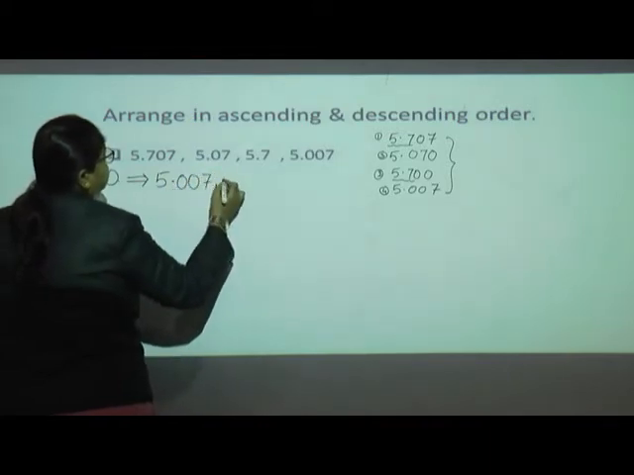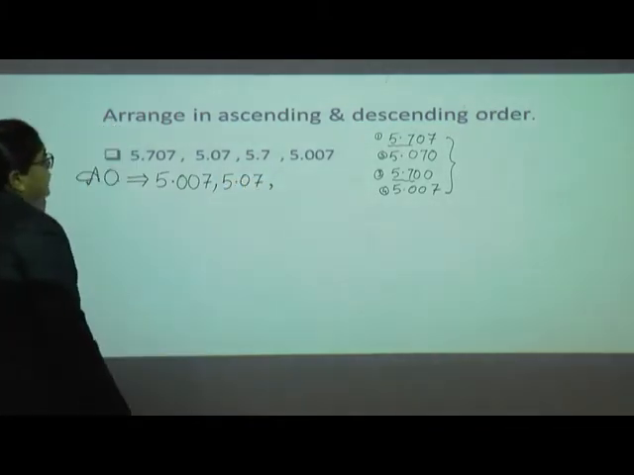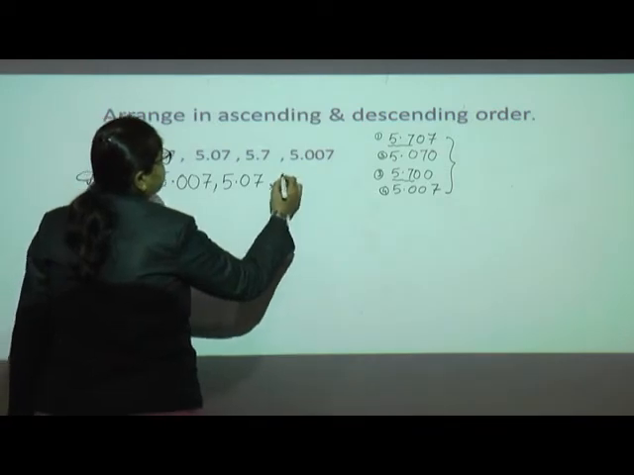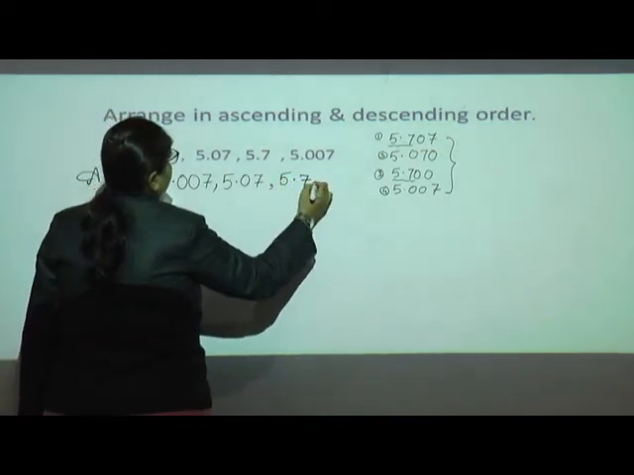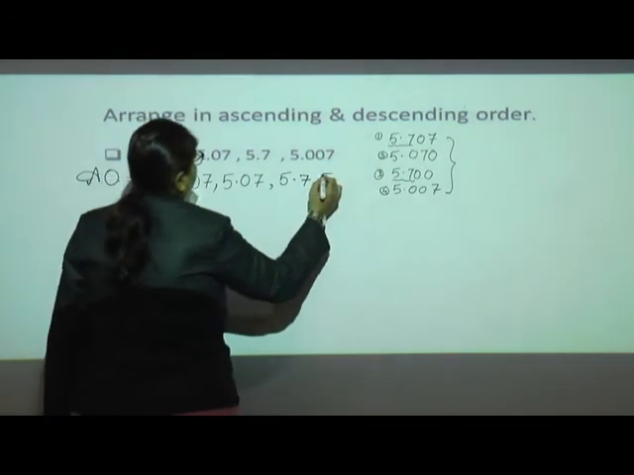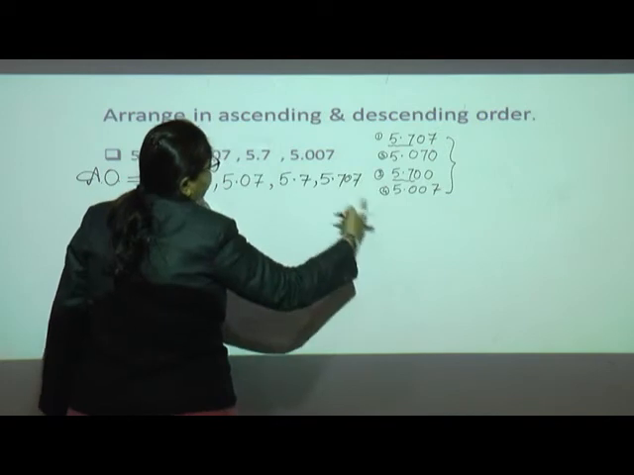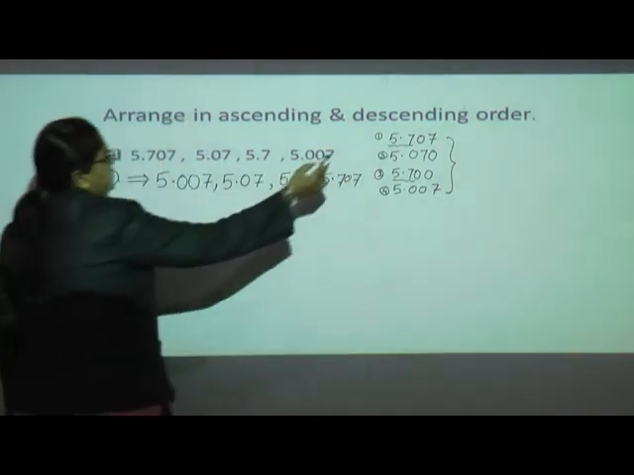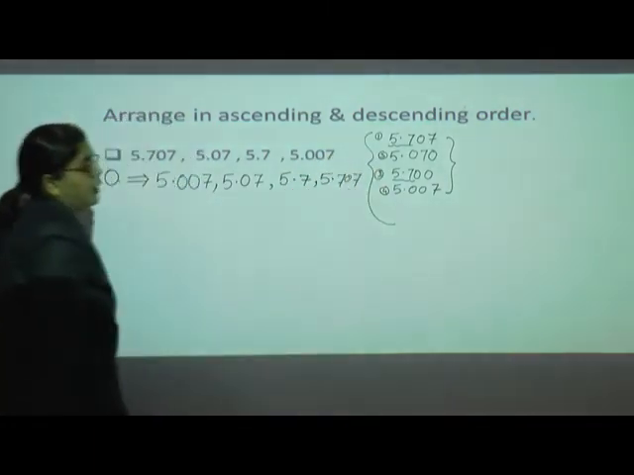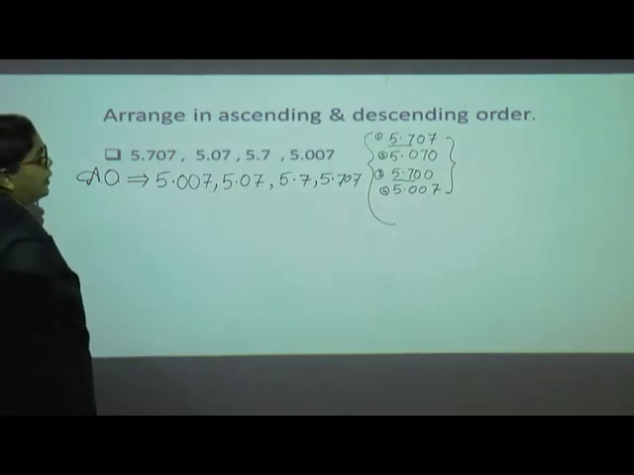5.007. The next number is 5.07. The third number is 5.7, and the fourth number will be 5.707. Why I had shown you all this is so it is easier to compare. There is no need to write this; it is all your rough part. I just took the fractions and tried to arrange them.